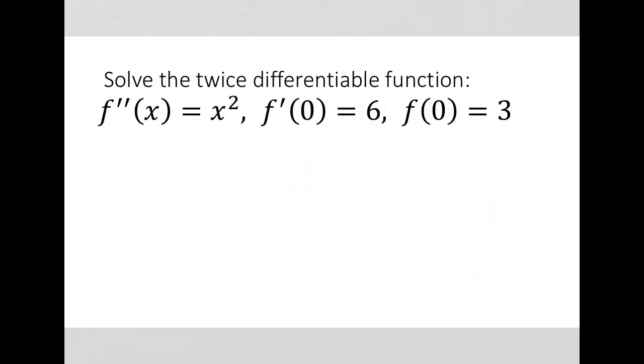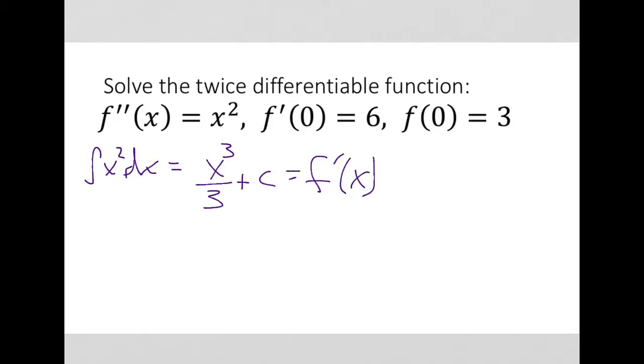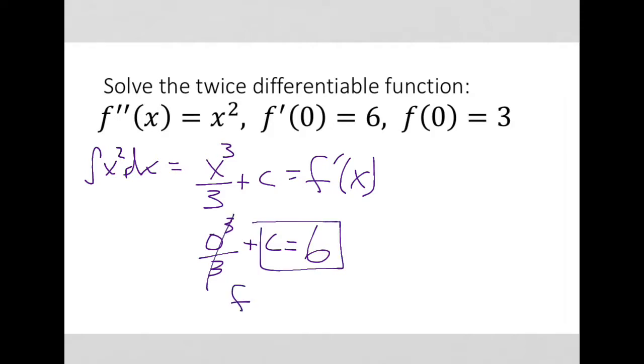Let's do a couple more real quick. Same exact idea. We're integrating this x squared function with respect to x, and so I will get x cubed over 3 plus c, and that will be f prime of x, and I know a point on f prime of x. I know that the x value is 0 when the y value is 6, and so I get 0 cubed over 3 plus c equals 6. 0 cubed over 3 is 0, so I get c equals 6. And so I get f prime of x equals x cubed over 3 plus 6.